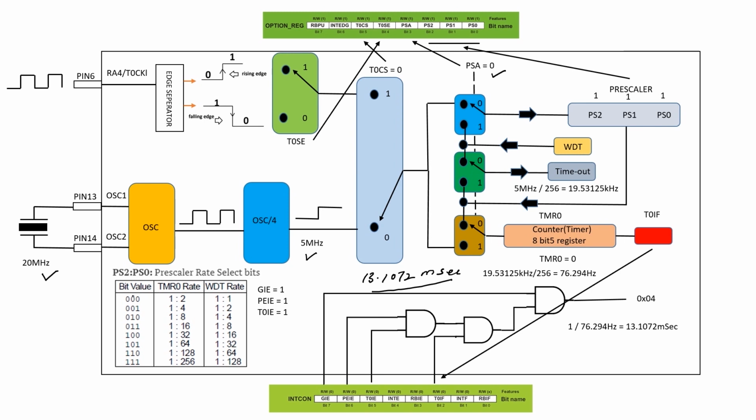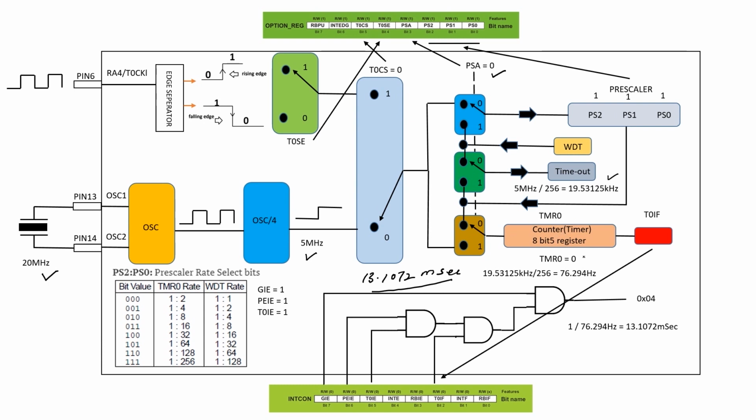Here we can find a table of the combinations of these bits. If all 3 bits are 0, the timer rate will be 1:2, which means the clock speed will be divided by 2. Similarly, if all 3 bits are 1, the clock will be divided by 256. So if we set PS0, PS1 and PS2 as 1, the 5 MHz clock will be divided by 256 and we'll have a frequency of 19.53125 kHz. This frequency will be applied through this switch to timer 0.